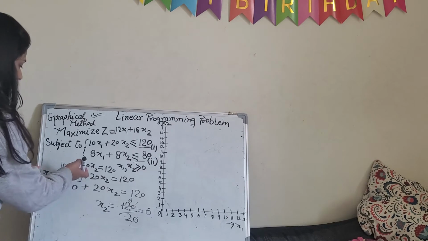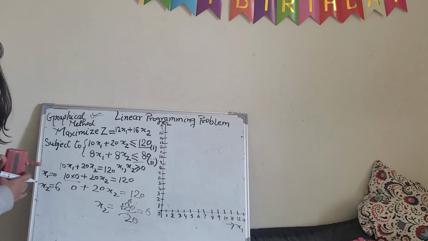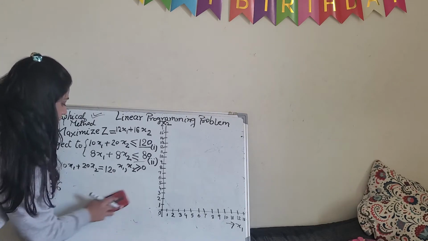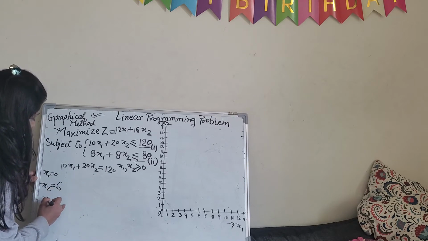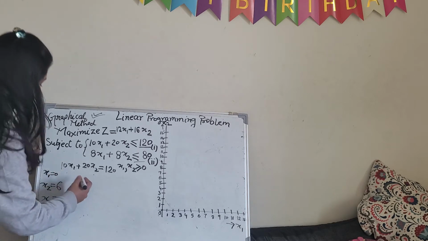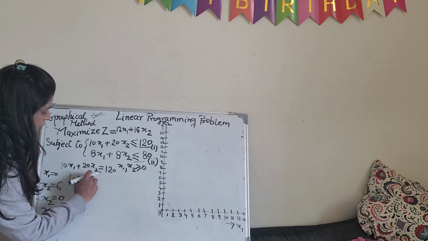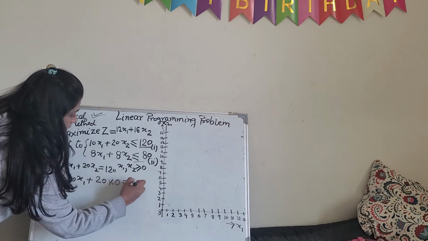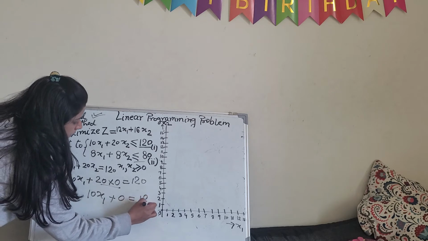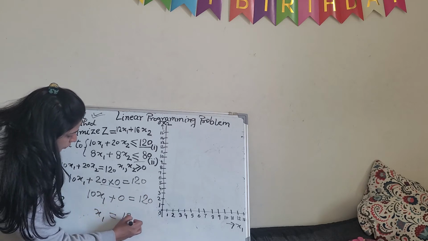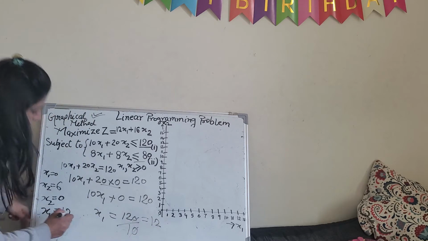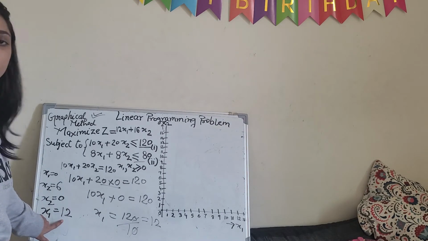Now we will find out x1 value. We will put x2 equals to 0 and we will find out the x1 value. So 10x1 plus x2 value we are putting 0 equals to 120, plus this will be 0, and x1 we will find out 120 divided by 10. 0, 0 cancel. It means x1 we are getting 12. If we are putting x2 0, then we will get x1 value 12.